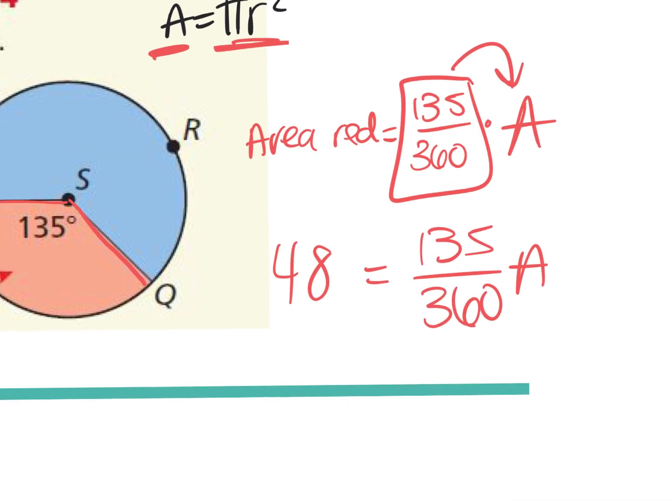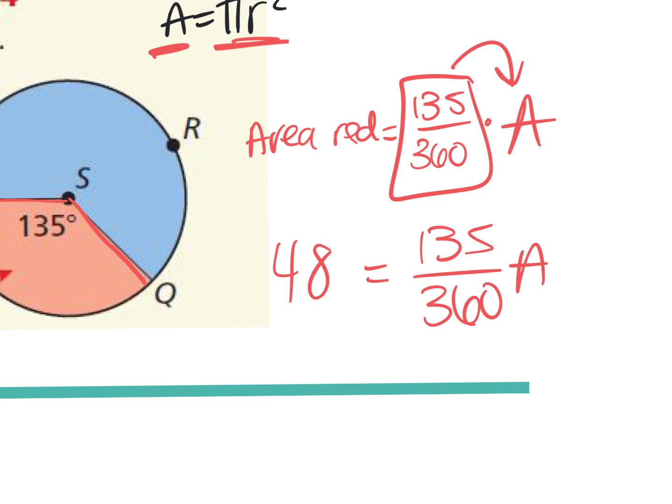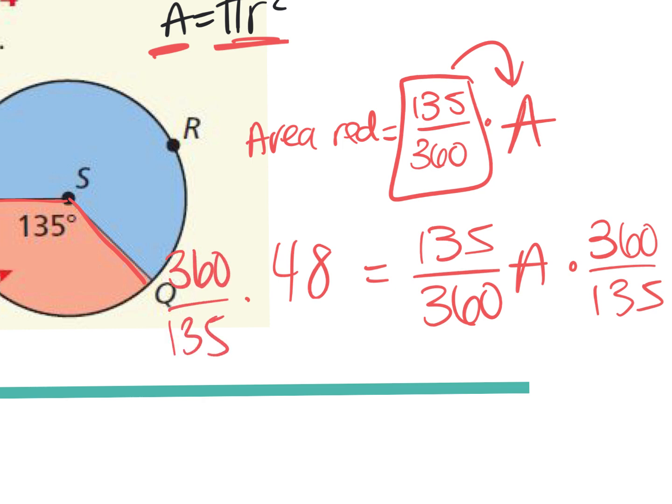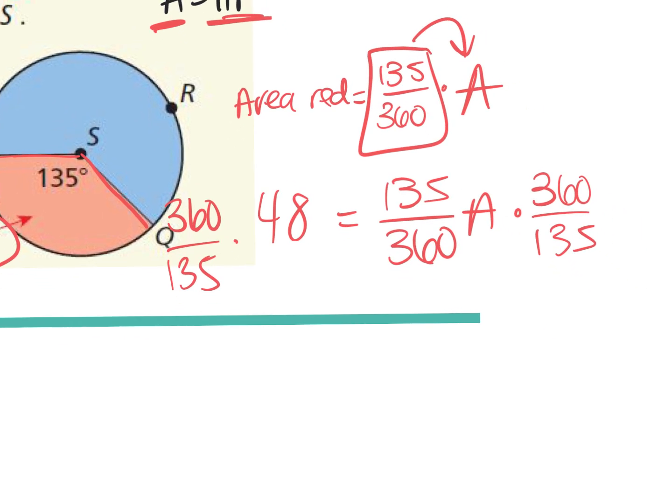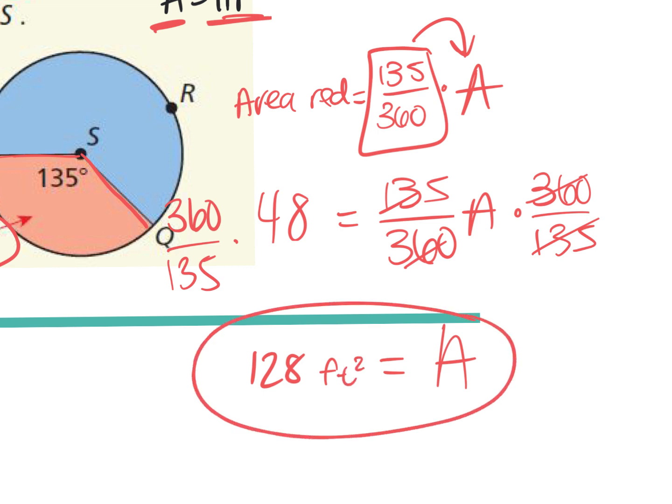Does anyone remember how to solve an equation like this? Nick? What is the reciprocal? 360 over 135. Multiply by 360 over 135. Do it in your calculators now. The 135s cancel, the 360s cancel. So we just have area on the left, the right-hand side equals... Christian, what'd you get? No? Sophia, what'd you get? 128 is correct. But we're missing units. Feet squared. Why squared? It's area, baby.